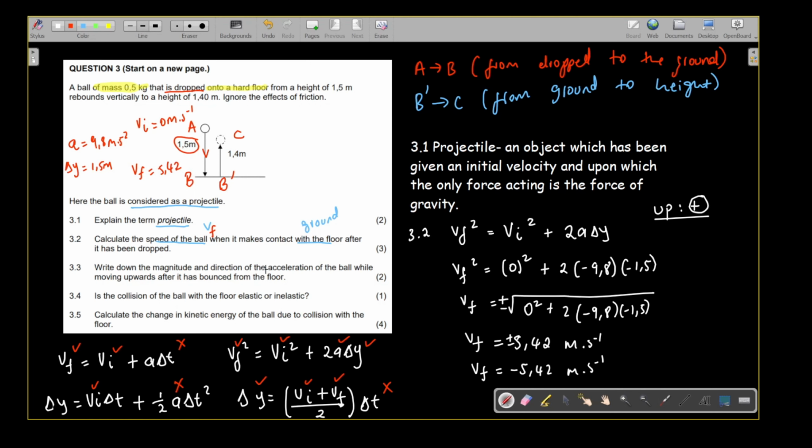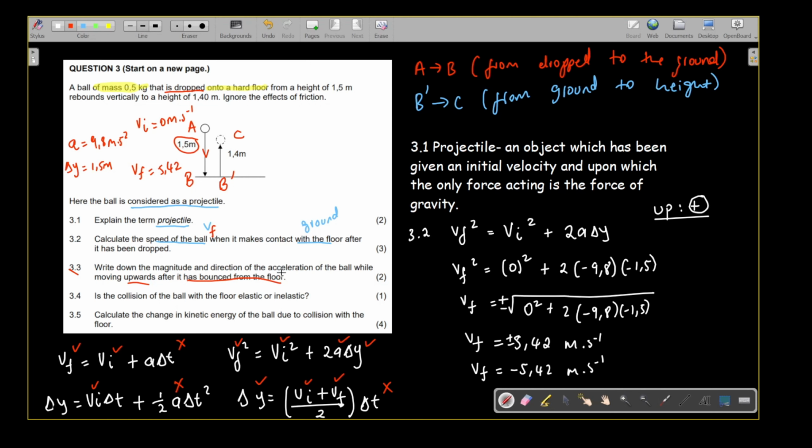Now 3.3 then says, write down the magnitude and direction of the acceleration of the ball while moving upwards after it has bounced from the floor. So they want to know now, as it is moving from B prime to C, meaning as it is going up, what is the magnitude and direction of the acceleration of the ball while moving there?